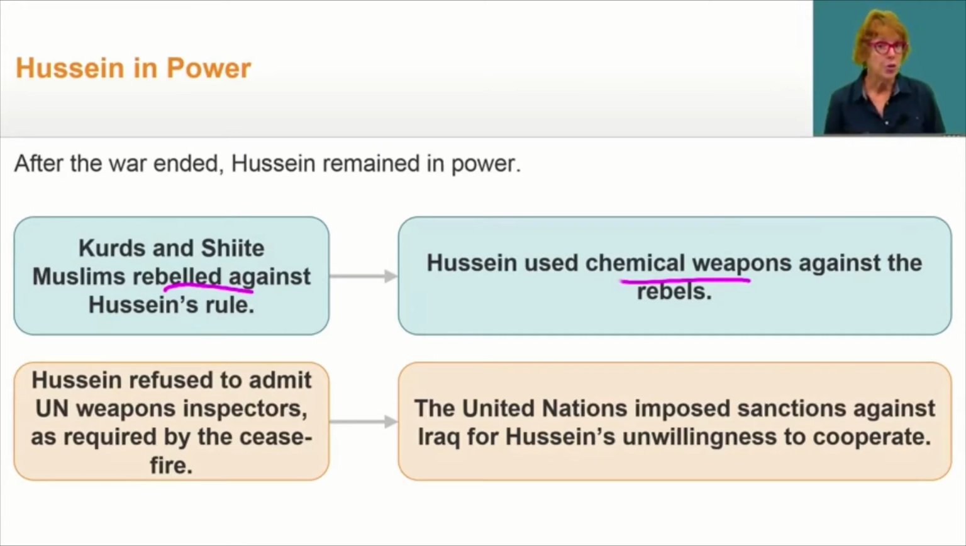When Hussein refused to admit UN weapons inspectors, as required by the ceasefire, the United Nations imposed sanctions against Iraq for Hussein's unwillingness to cooperate. The United Nations restricted trade with Iraq, including how much oil it could sell, in an effort to convince Hussein to cooperate with inspectors. It didn't work.